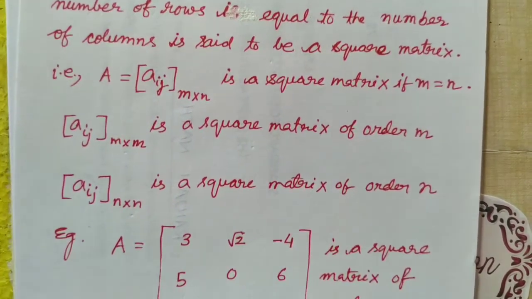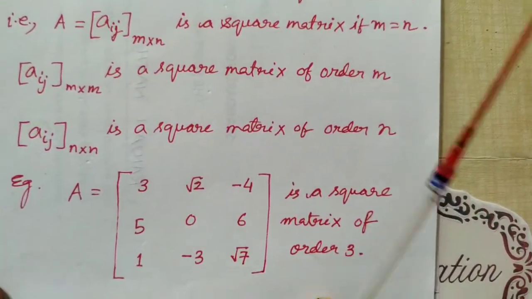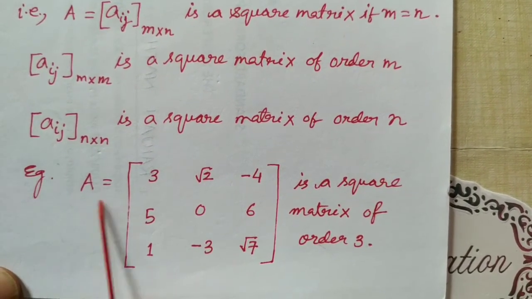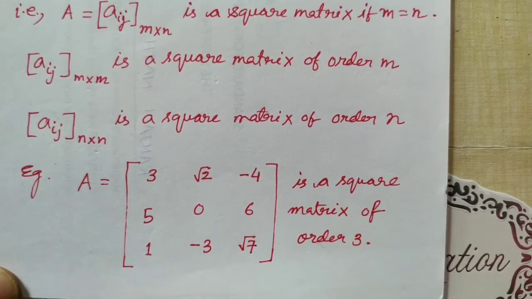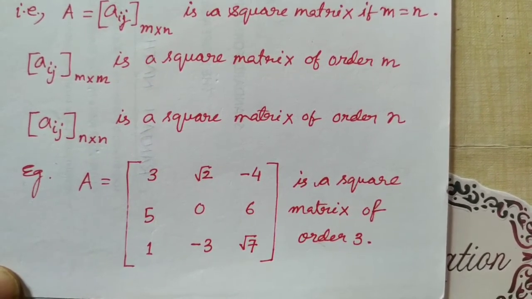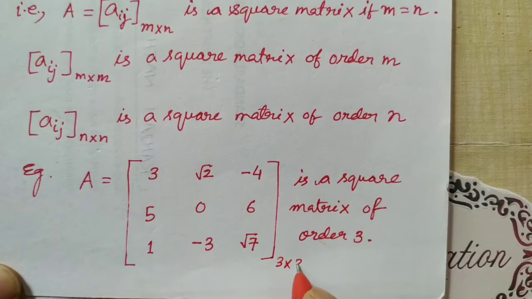Here we see one example. In this example, this matrix A has 3 rows and 3 columns. So it is a square matrix of order 3. Of course, it is always good to mention the order here.